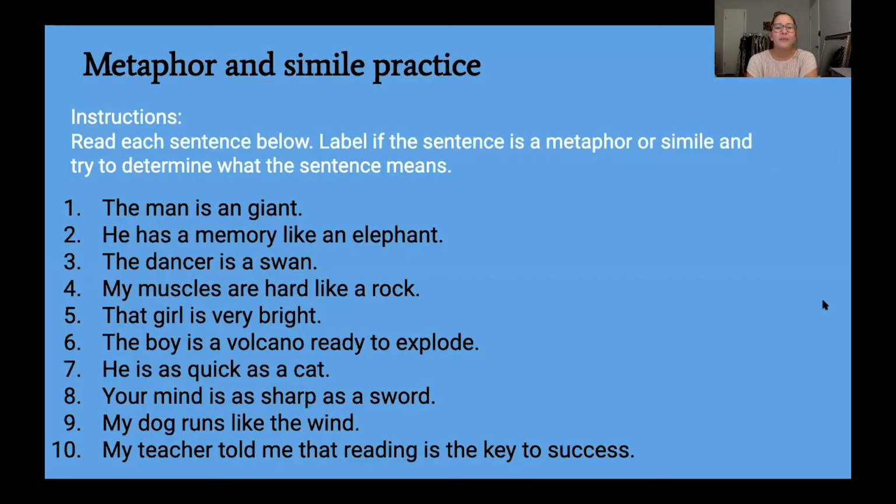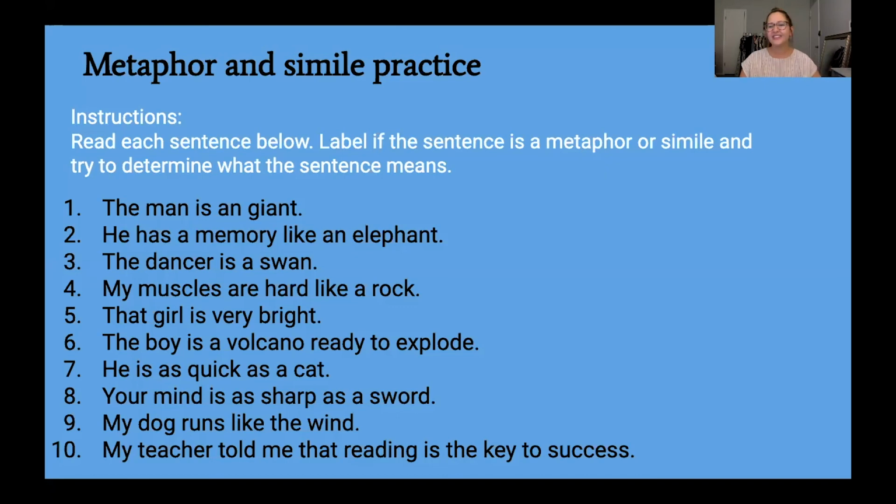So this is called the metaphor and simile practice. Here are 10 different sentences. So this is a little bit of a challenge too. What you're going to do is read every sentence and then label. Label also means to just write right next to it if the sentence is a metaphor or a simile, and then I want you to take a guess at what you think the sentence might mean.